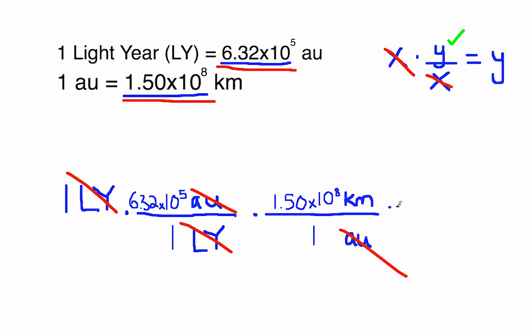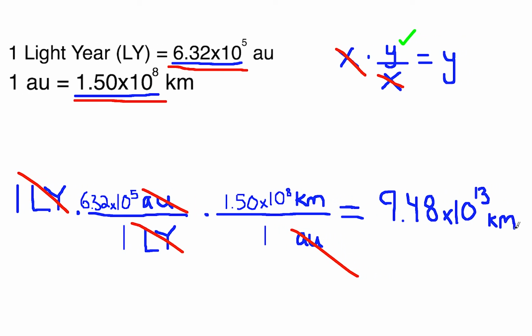And voila! There are 9.48 times 10 to the 13 kilometers in 1 light year. Woohoo!